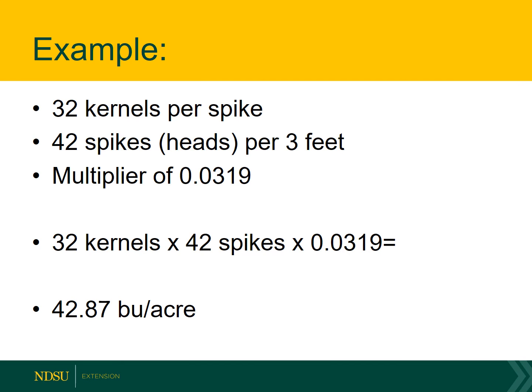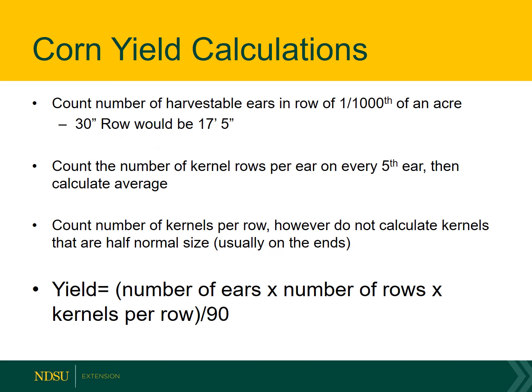And so now the next one we're going to move into is corn yield. Next, we count the number of harvestable ears in a row of 1/1000th of an acre. There are a few tables for different row spacings, so we can figure that out as well.